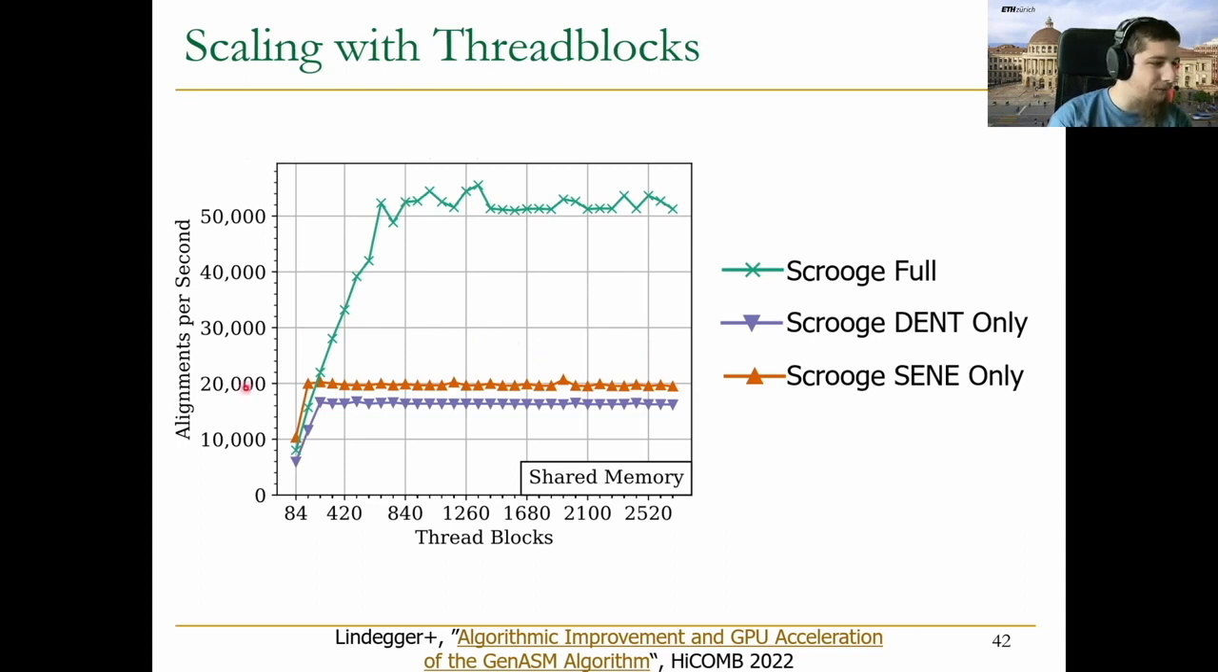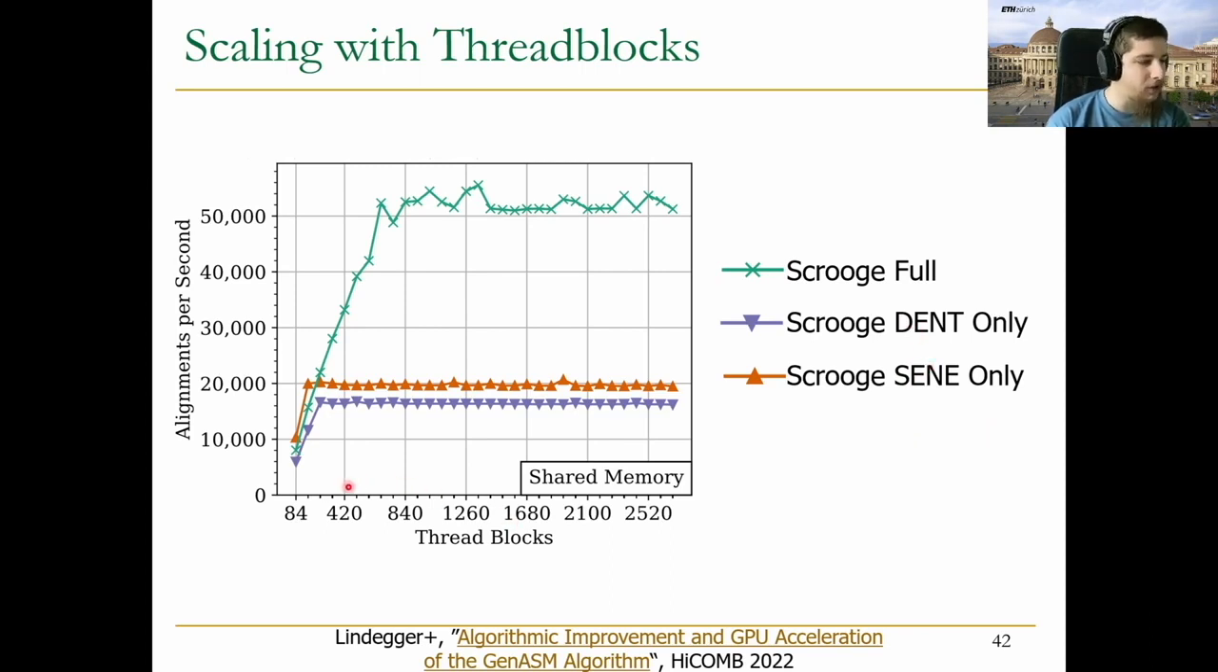So here, in green, we have the full algorithm with all our improvements. That is Sene and Dent, and actually some third optimization which reduces the computational workload. But mainly the speedup we get here is occupancy, because these Dent-only and Sene-only implementations have lower occupancy. They also get significantly lower performance, and you should really have a fourth line here that says GNASM without either Sene or Dent.